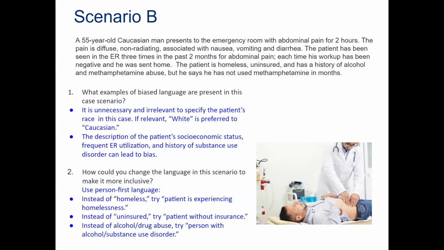In order to make the language more inclusive, we can again use person-first language. Instead of homeless, we can say the patient is experiencing homelessness. Instead of uninsured, we can say patient is without insurance. And instead of alcohol or drug abuse, you can say he is a person with alcohol or substance use disorder.